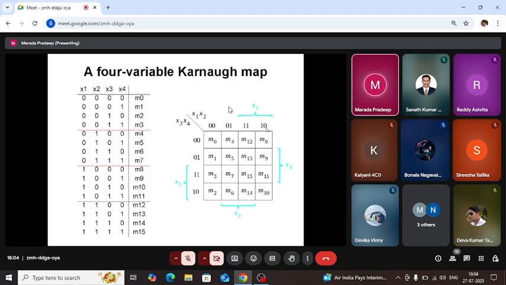Following adjacency, we can design it like this. So M1, M2, M3, M4. Here after M6, M12 is coming. After M3, M15 is coming. After M14, M8, M9, M11 after M10.